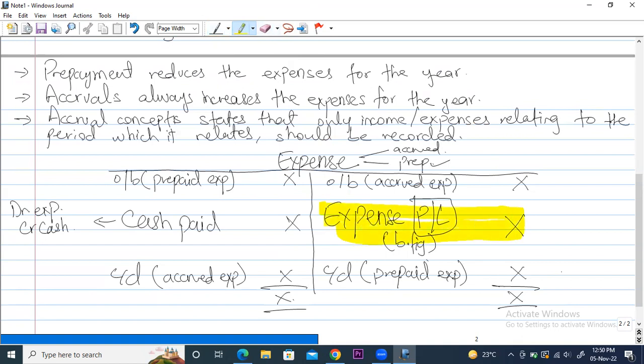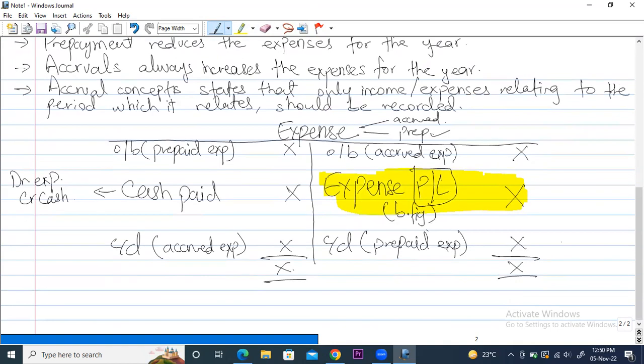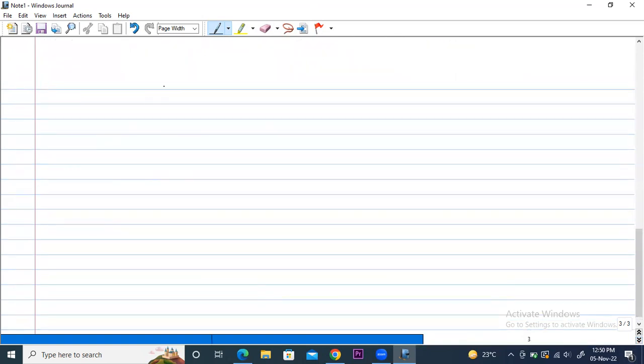So this will mostly be asked in the questions, but if this is not asked, the closing balances will be asked. So this is the expense amount that we will write in the statement of profit or loss. Actually, the expense that was incurred, right? This is the expense T account. Now let's move on to the income T account. So this is the income T account.